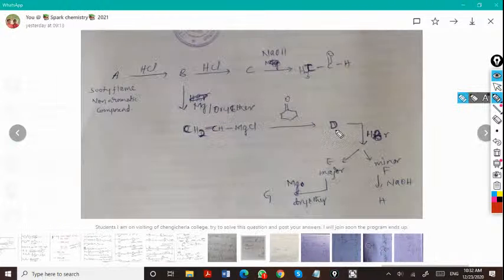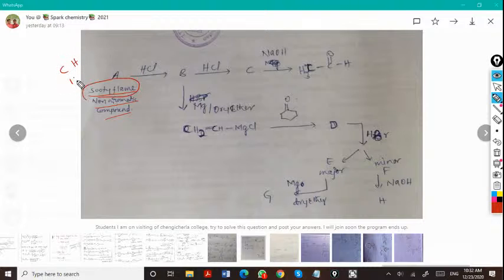Next, yesterday's workout: products for the chain reaction. If I give a sooty flame and a non-aromatic compound, that will be only one compound. If it gives a sooty flame, it means the carbon to hydrogen ratio is 1:1. Generally aromatic compounds, for example benzene C6H6, give a sooty flame.